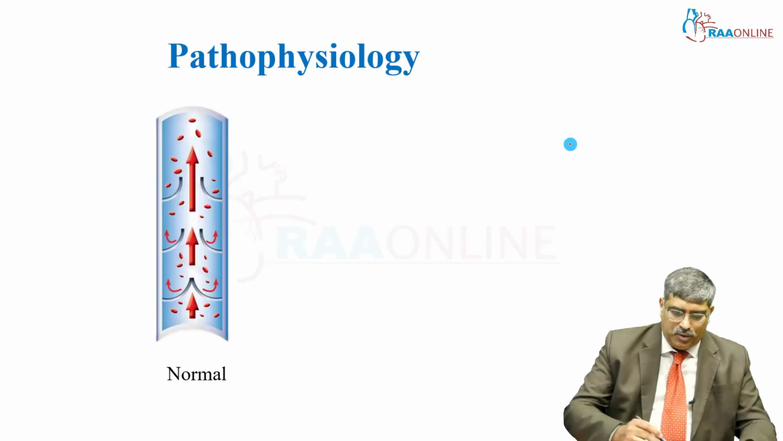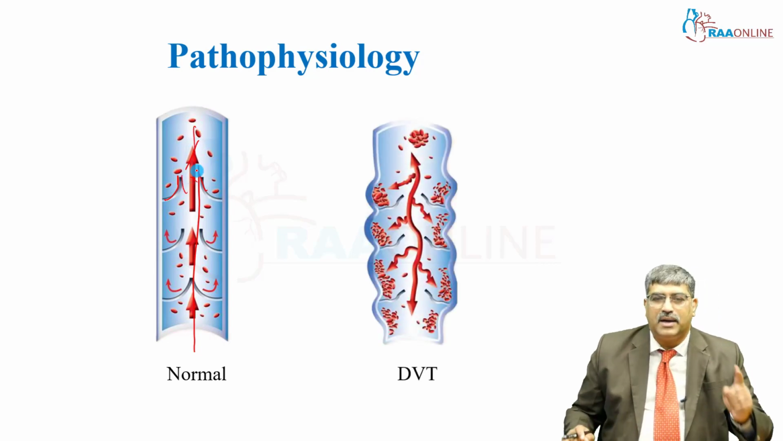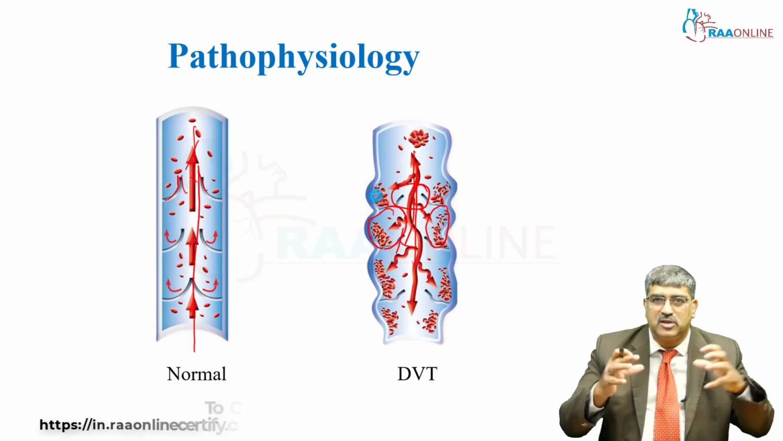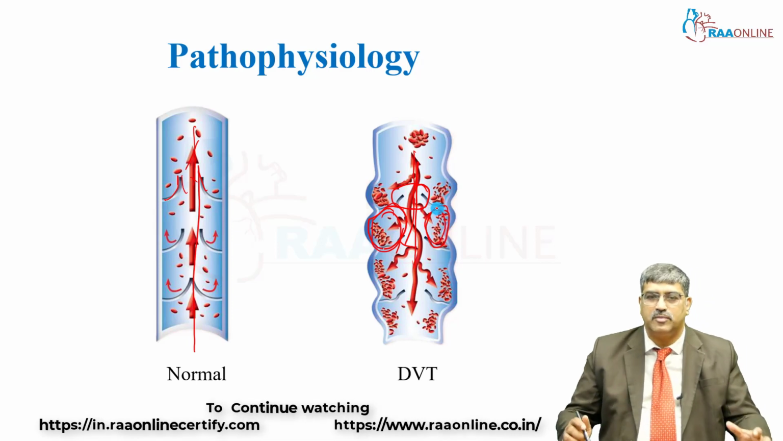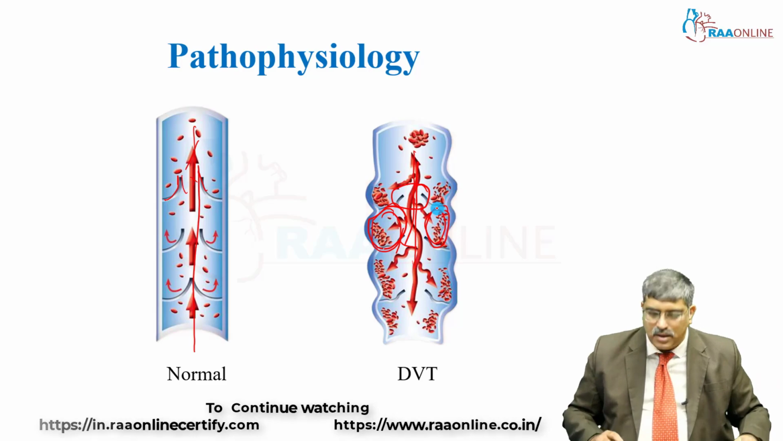So, normally you have the blood from the distal part going to the proximal part and there is a one-way valve which prevents the blood coming back. But in DVT, these valves are incompetent and blood does not go proximally. Instead, it comes back and stays there, and the muscle pumping is not efficient and it gets stagnated here and later forms a thrombus. Then the thrombus gets dislodged and forms a pulmonary embolism.